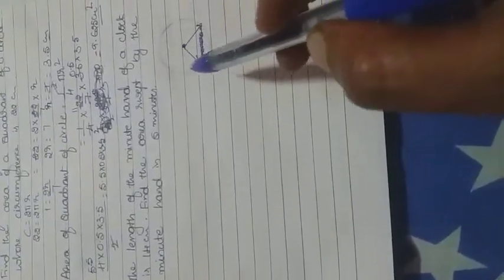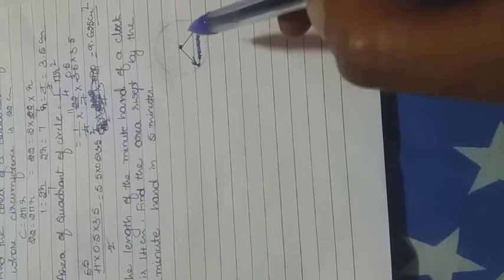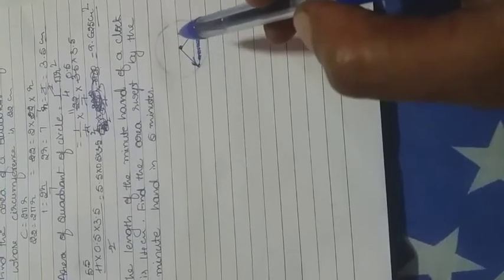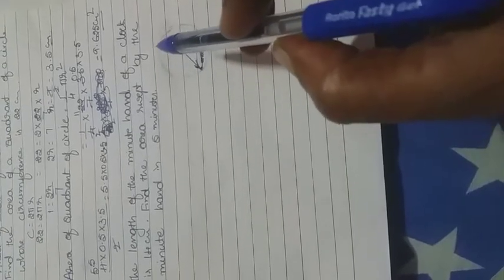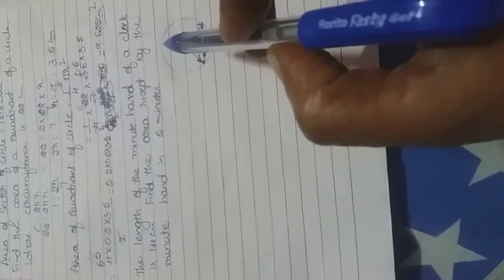Let us consider this a clock image, a round clock, and this is the hour hand and this is the minute hand. I think you know about the minute hand. Once it is rotated fully, that is called 60 minutes, and it is equal to 1 hour. You almost know that.